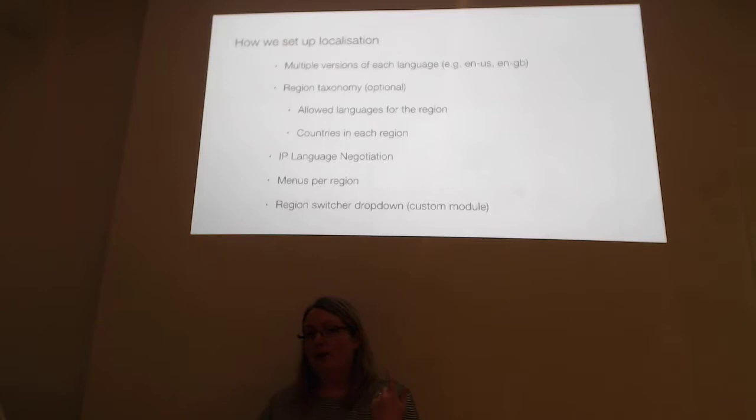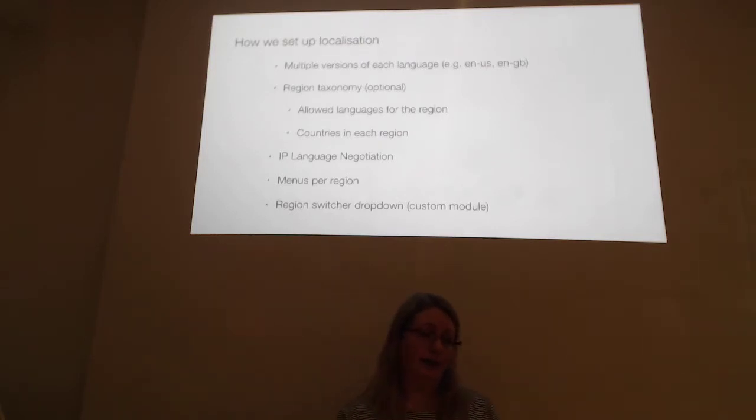So for each, we set up a region taxonomy. So we had our 4 regions, EMEA, North America, South America, and Asia Pacific. And then we configured with the language field, which languages were allowed to be associated with that taxonomy. So which languages were available in that region. And we also set the default language for that region. So if we couldn't figure out what language to serve them, or we didn't support the language that we determined for them, we would serve the default one.